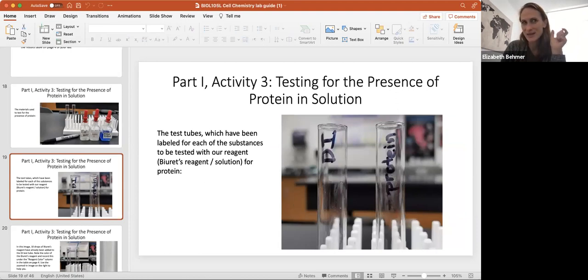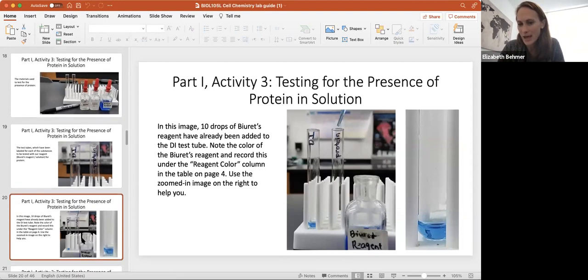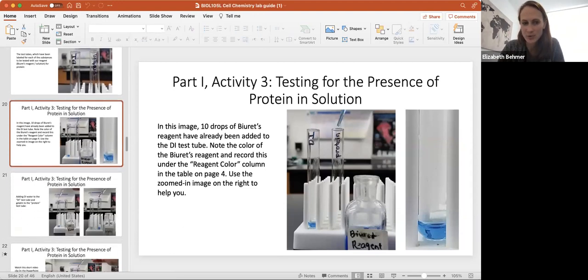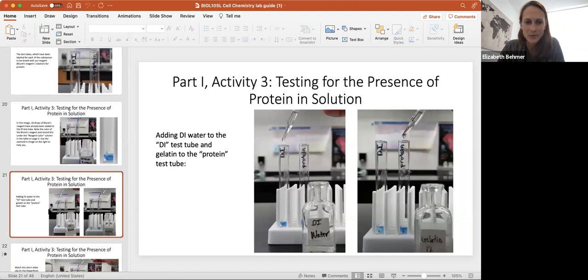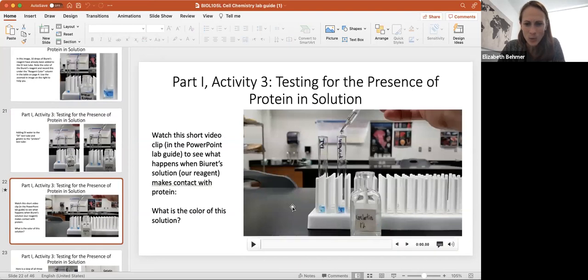So again, this activity is just showing you that different chemicals detect different molecules in a solution. You'll notice at the beginning, the Biuret reagent is also a light blue color. When we add distilled water to it, it'll stay blue. But when we add protein, let's see how the color changes. So we add the gelatin, which is the protein, to it. We'll watch this short video clip to see what happens.